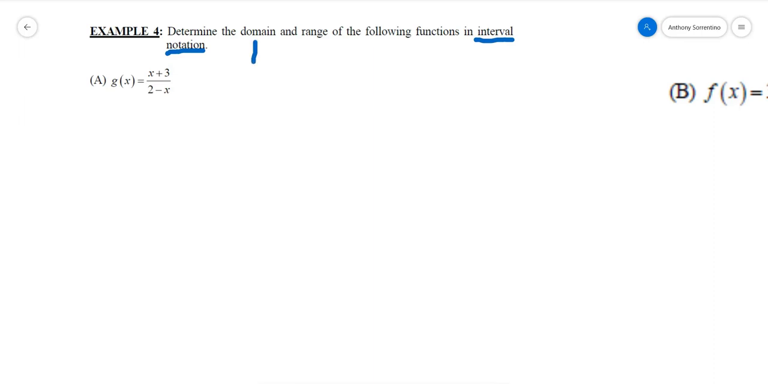So, domains are relatively easy, because we have a domain convention for that, and we look for specific things to tell us whether or not there's any restrictions in my domain. Ranges will usually offer some sort of challenge.